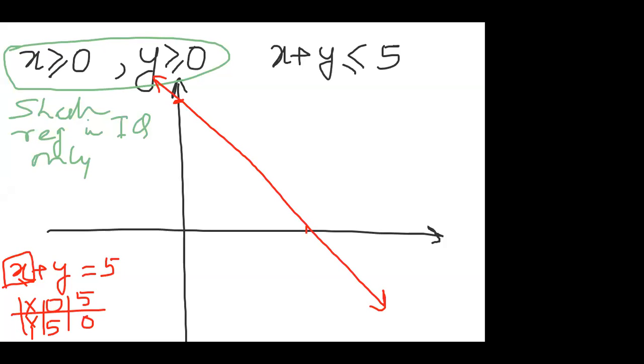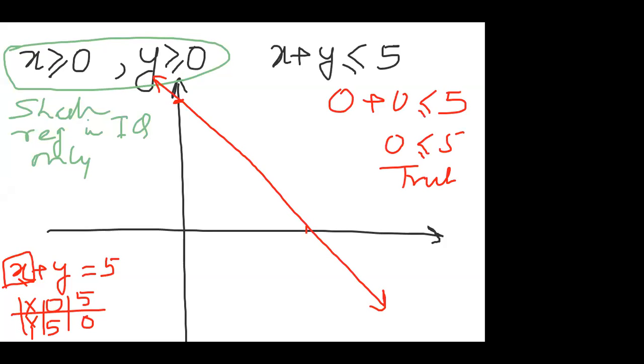Now shading. It is not passing through the origin, so we can take the origin (0, 0) as the testing point. So 0 plus 0 is less than or equals to 5. So 0 is less than or equals to 5. It is true. So true means the shaded region will be towards the origin.